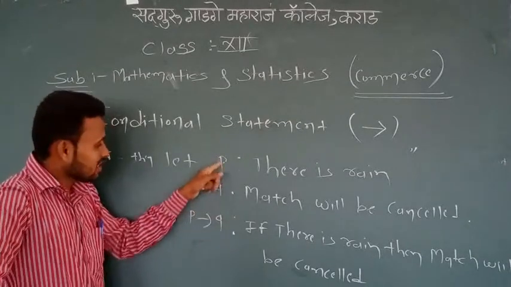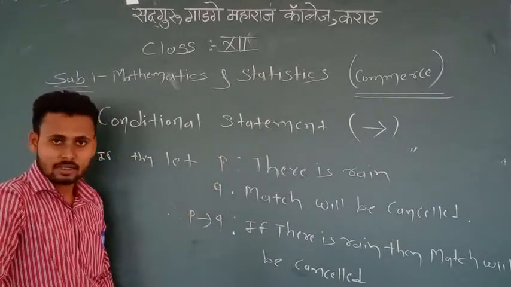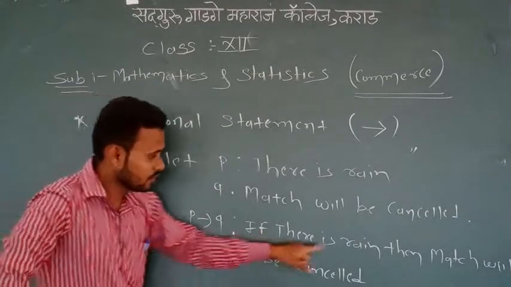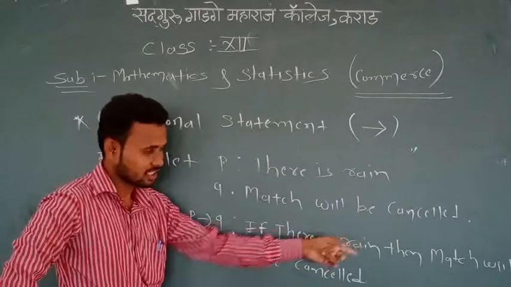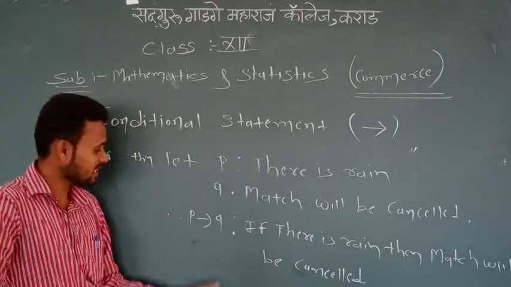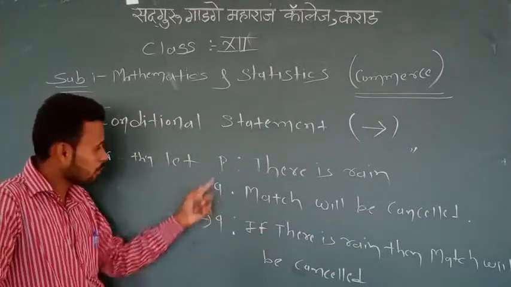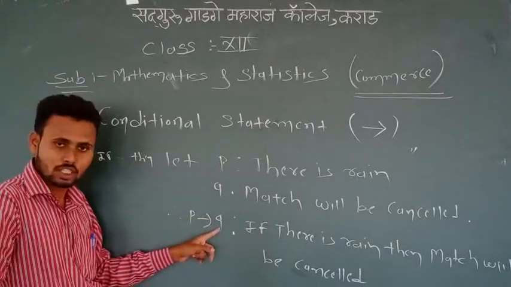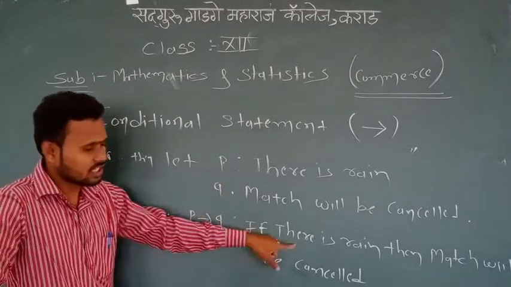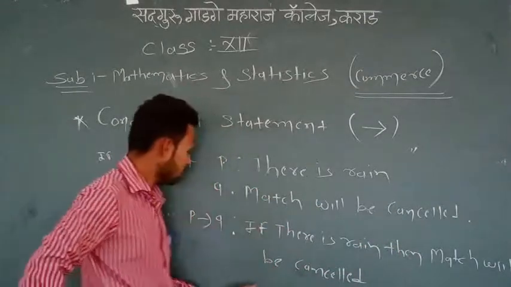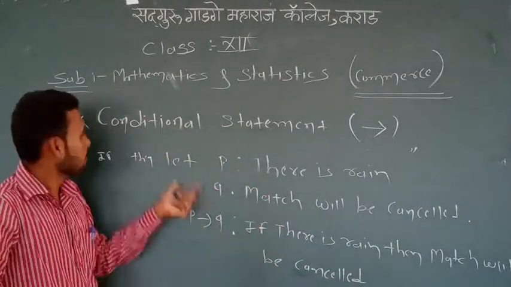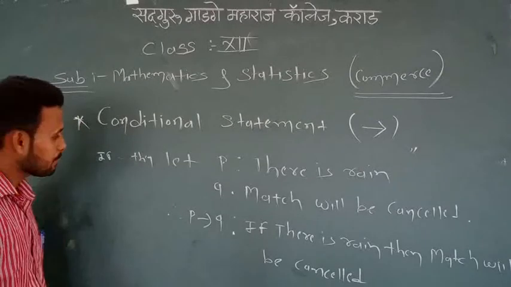If we connect these two simple statements by the group of words if-then, the resulting compound statement represents the conditional statement of p and q. It means p implies q. Simple. if नंतर एक स्टेटमेंट, त्यानंतर then नंतरचं पुढचं स्टेटमेंट. तेच म्हणजे काय झालं आपलं? कंडिशनल स्टेटमेंट ऑफ p and q.